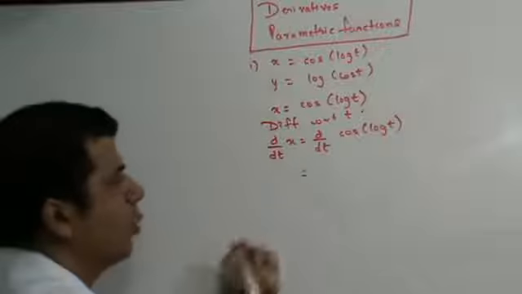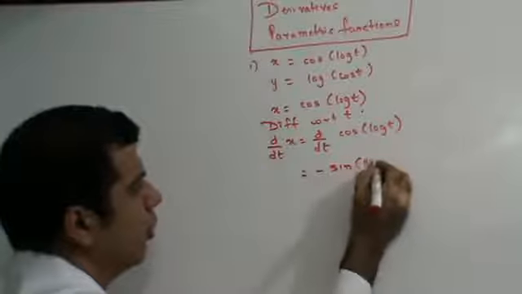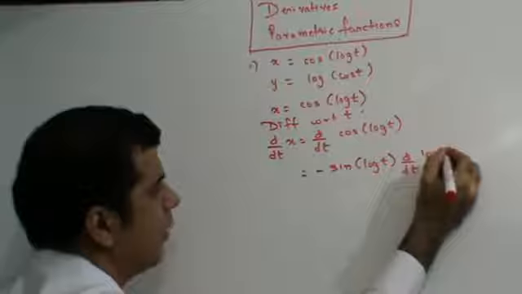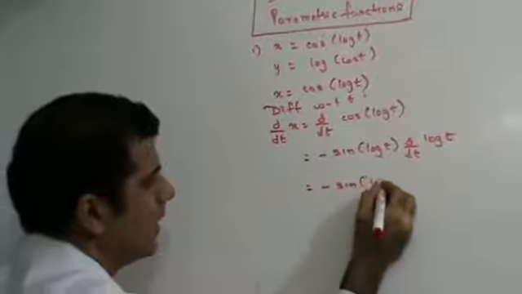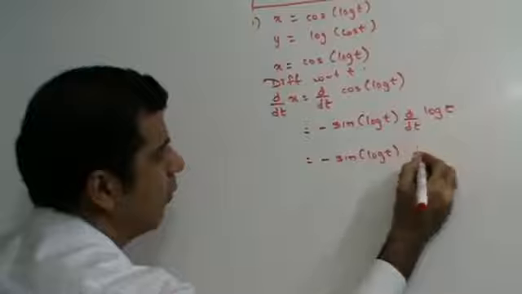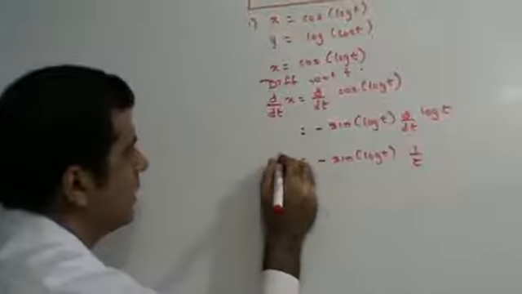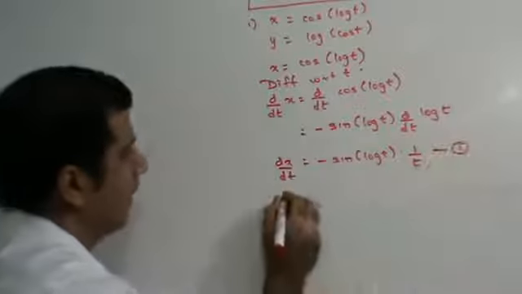Right? Cos u, minus sin u, d by dt of u. So d by dt of log t. So this is going to be minus sin log t. D by dt of log t is 1 upon t. Now we will call this my dx by dt. We will call this my equation 1.